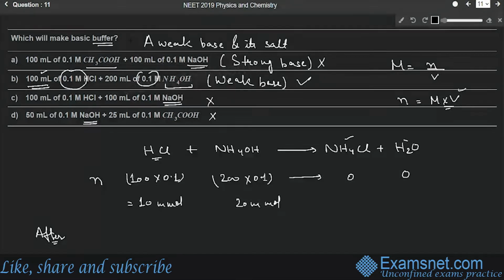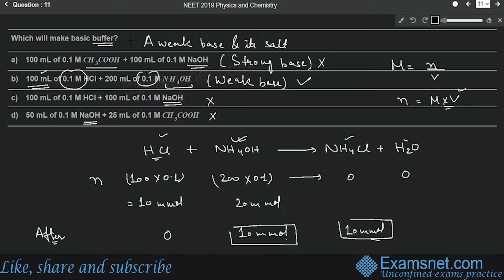After the reaction, the number of moles of HCl will be 0. No moles of HCl will be left. Number of moles of ammonium chloride will be 10 millimoles and also ammonium hydroxide will be 10 millimoles. That means 10 millimoles of HCl and ammonium hydroxide both have been consumed to give 10 millimoles of ammonium chloride. So what is left? 10 millimoles of ammonium hydroxide is left and 10 millimoles of ammonium chloride is left.